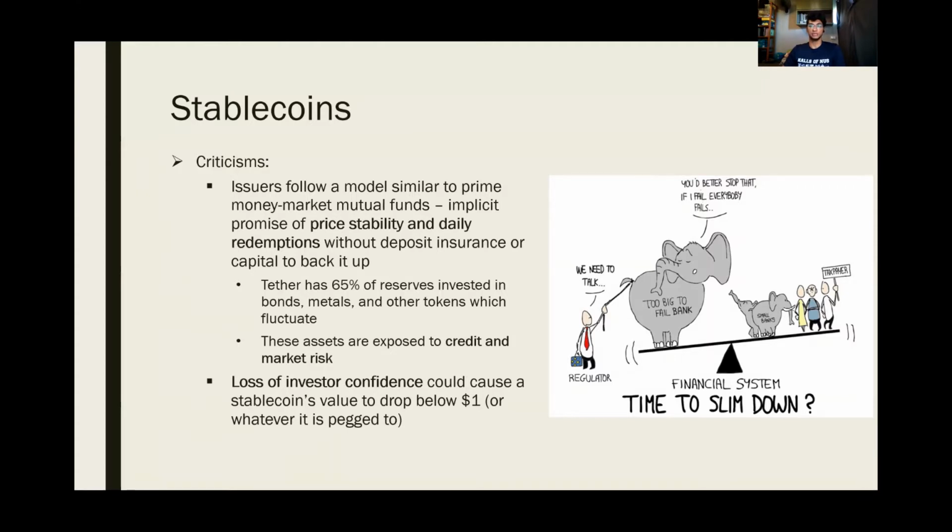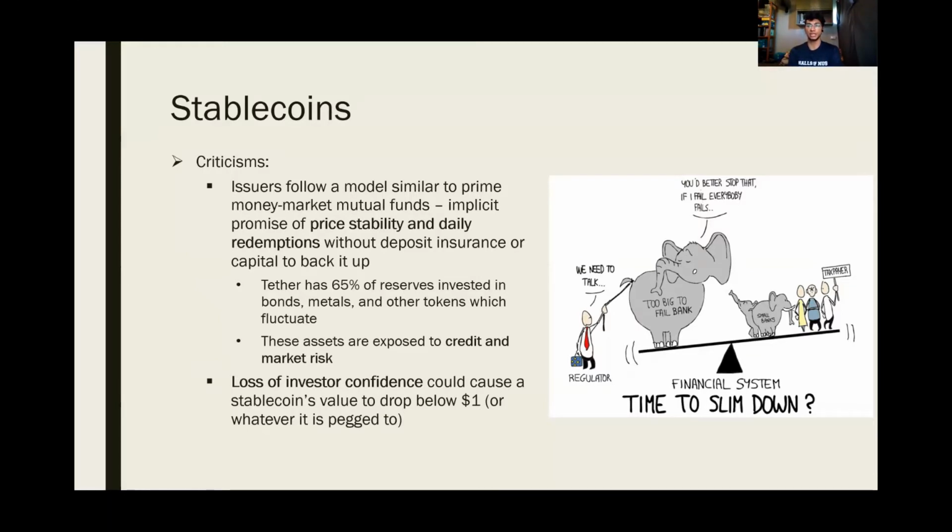This is very similar to what several stablecoins do, where a stable price is promised with daily redemptions, but there is no capital or deposit assurance to back this implicit guarantee. These stablecoin issuers actually profit by investing customer funds in assets that are exposed to market and credit risk, such as bonds, metals, funds, and even other tokens.